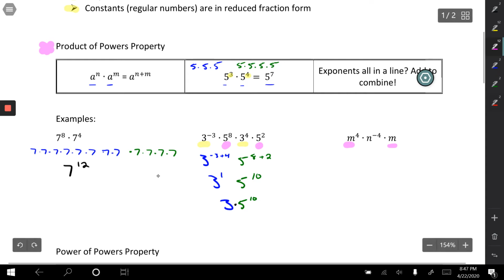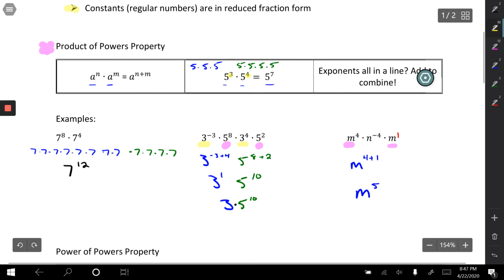What about my second one? Well, remember, I just said if I don't see an exponent, that exponent is actually 1. So what I have here is m to the 4th power and m to the 1st power. So when I put those together, I end up with 4 plus 1. I will have m to the 5th power.